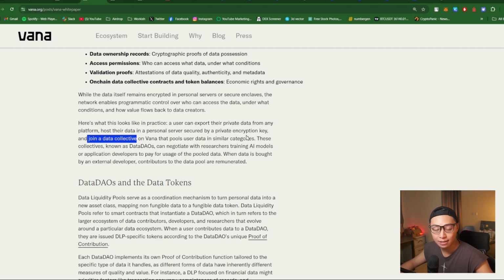In this specific example, the Reddit browsing history. These collectives, known as DataDAOs, can negotiate, right? This is the very interesting part.